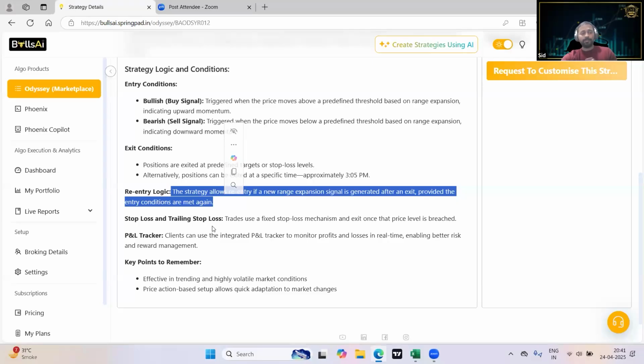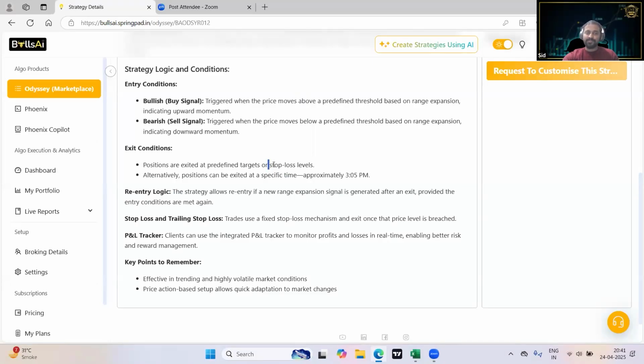Next up is stop loss and trailing stop loss. As I mentioned above, the stop loss is a fixed stop loss. So again, it won't be trailed. If the market comes down and hits that stop loss range, it will exit. That's the simple concept behind it. You can use the PNL tracker continuously to see if the particular position is going on the positive side or the negative side, what exactly is happening. You can see it in the PNL tracker.